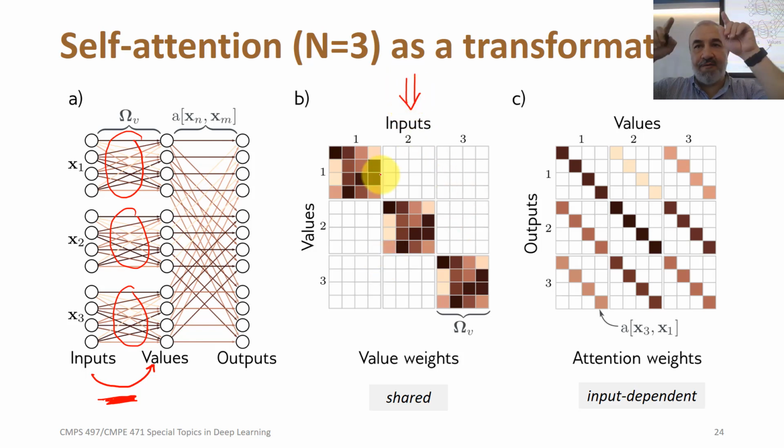Okay. This full matrix represents the relationship between the inputs and the values. Value number V1 only depends on X1. V2 depends on X2. V3 depends on X3. Right? It's a linear transformation for each word separately.